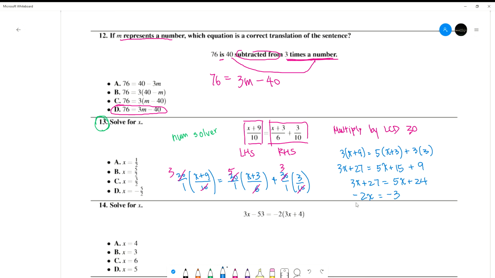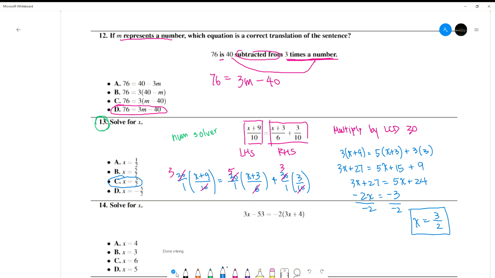And then lastly, we divide both sides by negative 2, and we get x is equal to positive 3 over 2. And that gives us answer choice C. Not bad, right?